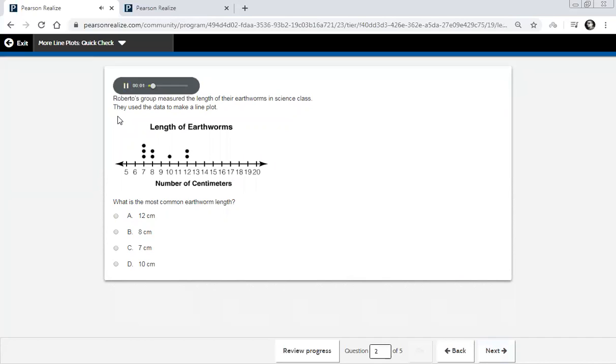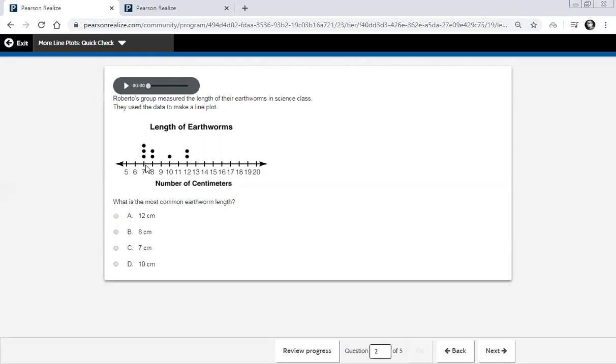Roberto's group measured the length of their earthworms in science class. They used the data to make a line plot. What is the most common earthworm length? So guys, here, the most common length means the most repeated. So let's just check the line plot. Here it is 7. How many dots does it have?